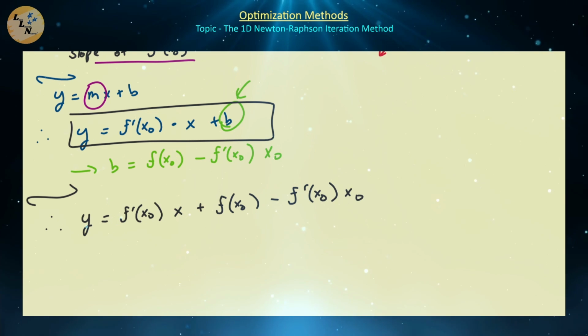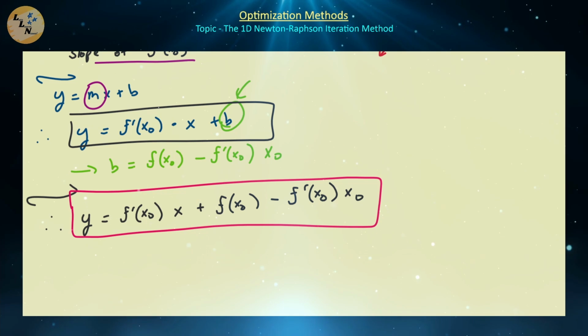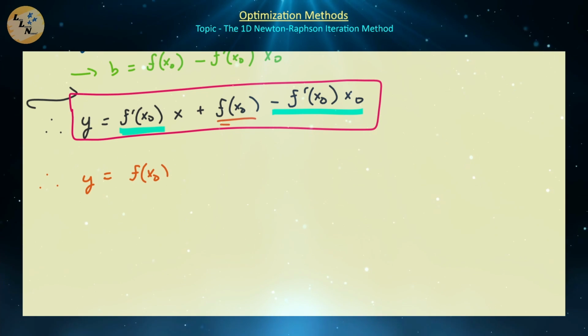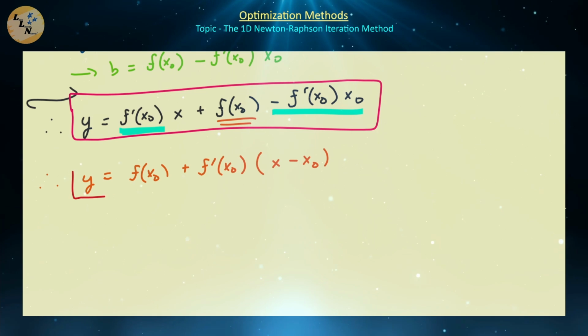Right, and that is our equation. And we can actually write this in a nicer way because notice that we do have a common factor of f prime x0 in the first and the third term. So we can write this in a more traditional fashion. So the way we're actually going to present this is y is equal to f of x0, so that term, and then we're going to have plus f prime of x0 times x minus x0, right?